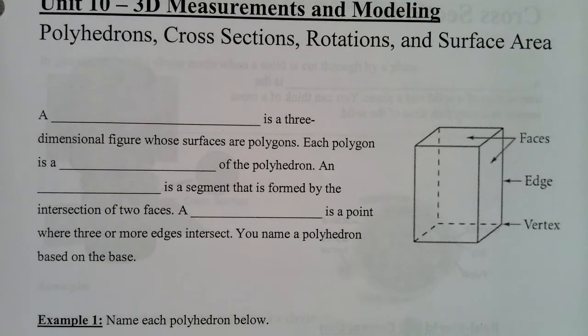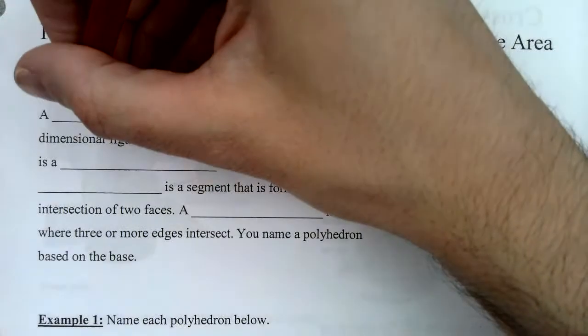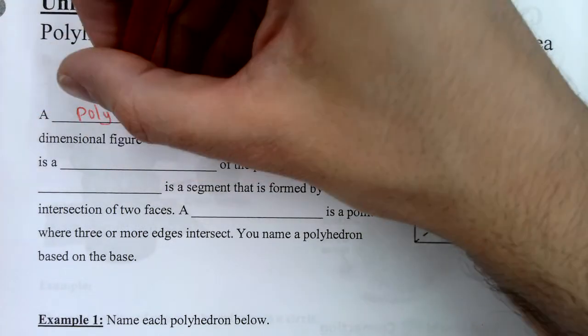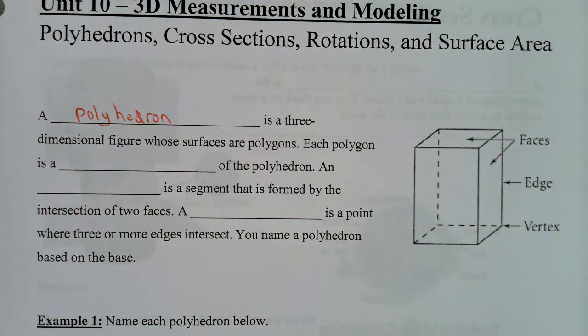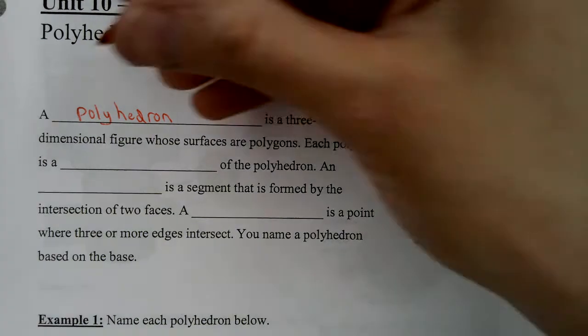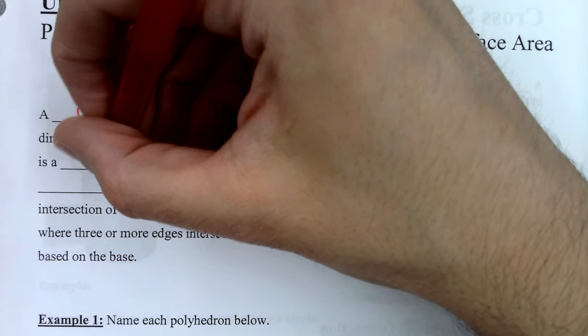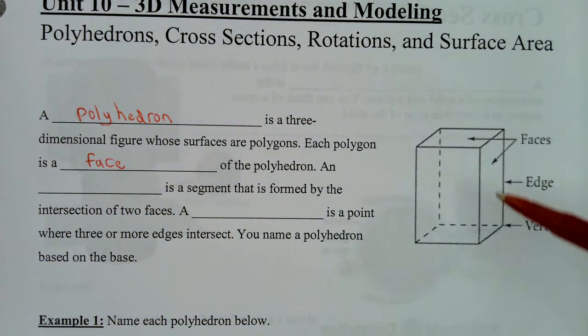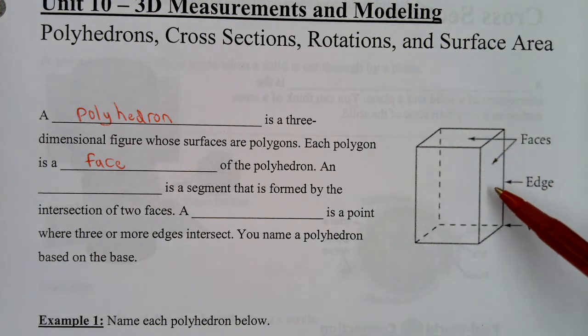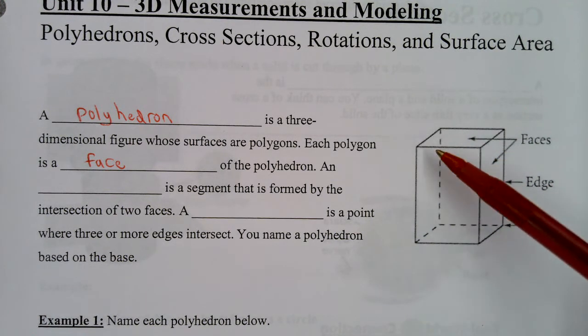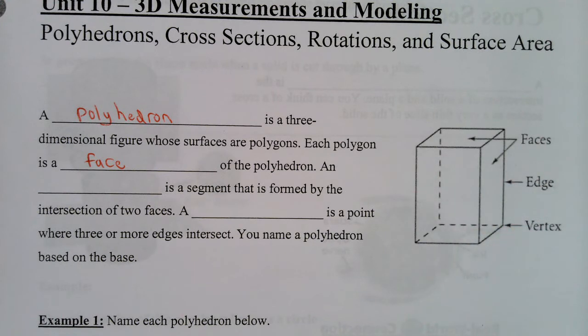The first definition is called a polyhedron. A polyhedron is a three-dimensional figure whose surfaces are polygons. Each polygon is called a face of the polyhedron. So if we look at this figure over here, this is an example of a face right here at the top. This is another example of a face, the right side. And then there's the face on the left, the bottom, the front, the back. Those are all called faces.